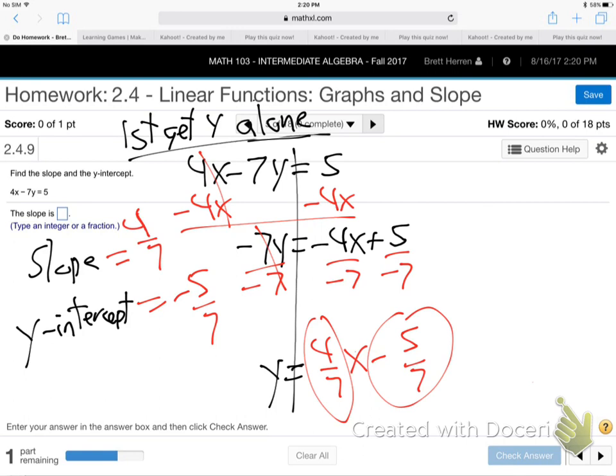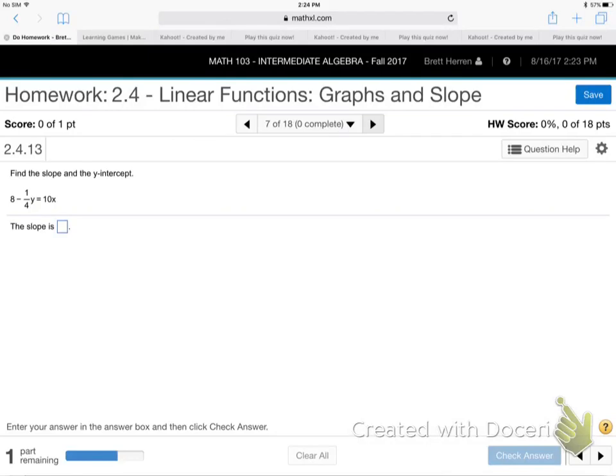So we just need to get y alone. Good. Okay, so we have 8 minus a fourth y equals 10x.